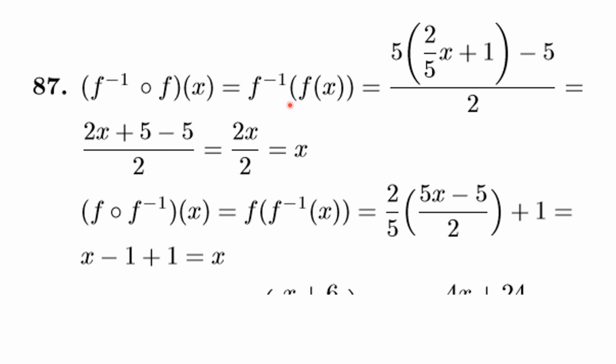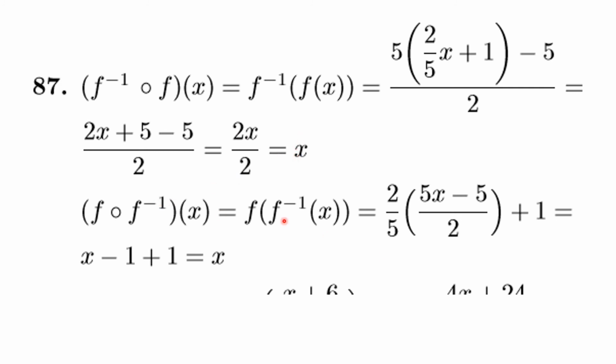Okay, so the first example, what we're doing is first we do f of x. And so f of x is this, but then f inverse says it's 5 times whatever the value was, minus 5, over 2. So now we simplify this. We distribute this, we get 2x plus 5, and then it is minus 5 over 2. The 5's cancel, so that is 2x over 2, and that's equal to x.